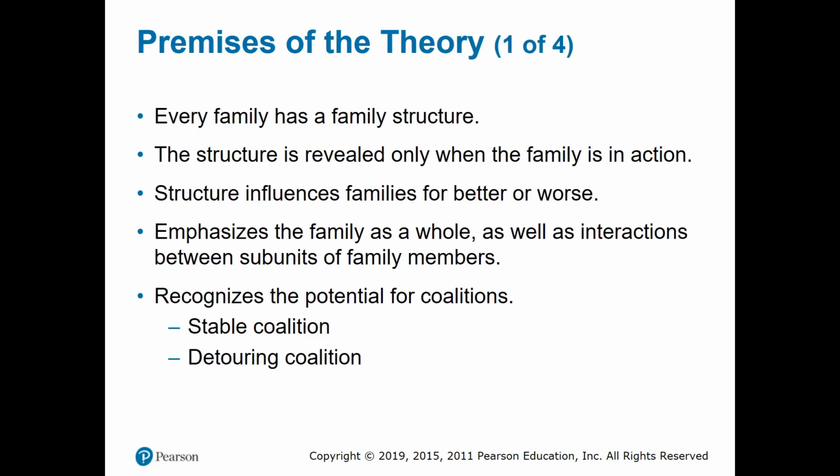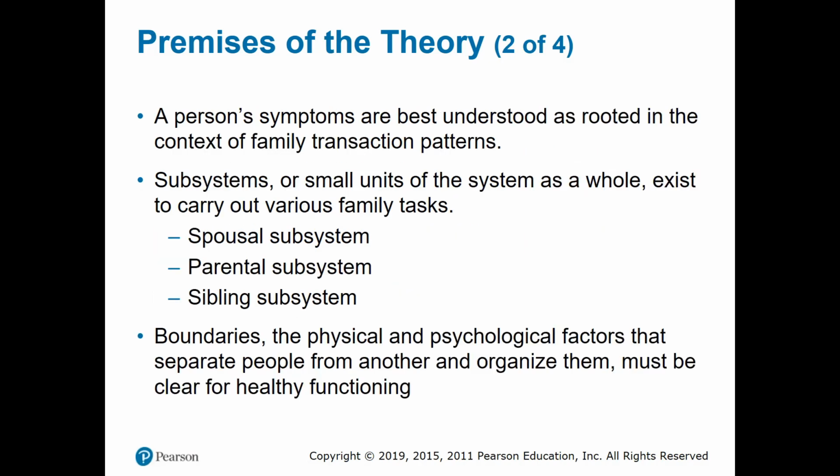Some of the premises of the theory: every family has a family structure. The structure is revealed only when the family is in action. Structure influences families for better or worse. It emphasizes the family as a whole, as well as interactions between subunits of family members. It recognizes the potential for coalitions, stable coalitions and detouring coalitions. A person's symptoms are best understood as rooted in the context of family transaction patterns.